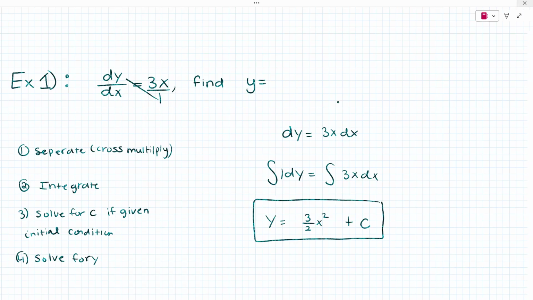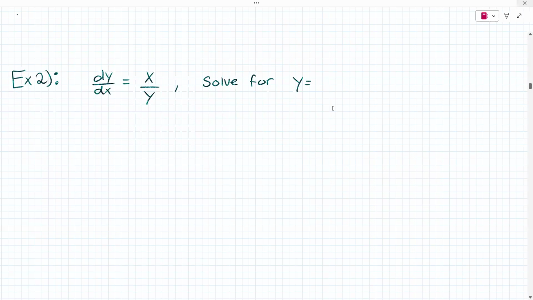Okay, let's move on to example 2. Example 2, we have dy over dx equals x over y. Solve for y. So step 1, separate, or cross multiply. y times dy is y dy, and then x times dx is x dx.